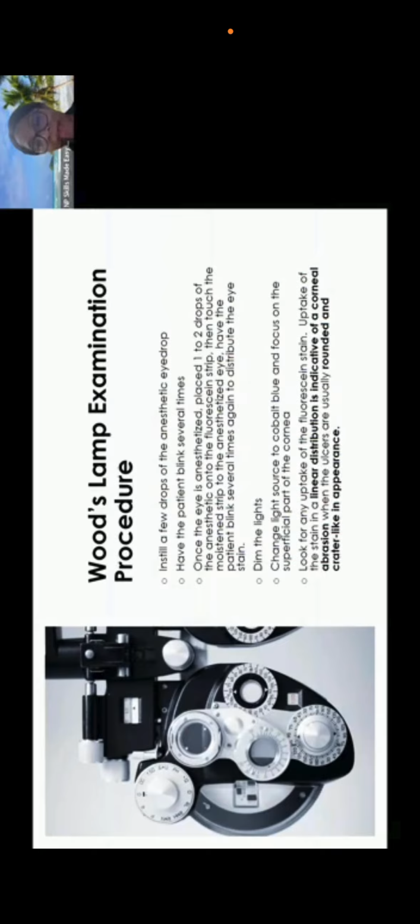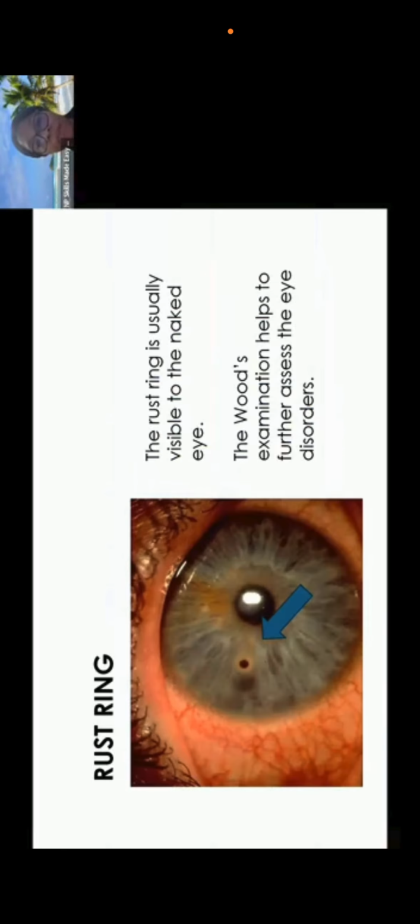Sometimes you may have to have them blink a few times so you can clear the fluorescein. If it rolls right back off, that is not indicative of an abrasion or a foreign body. However, if it collects, you will clearly be able to see it. Uptake of the stain in a linear distribution is indicative of a corneal abrasion, whereas ulcers are usually round and crater-like in appearance. The rust ring.